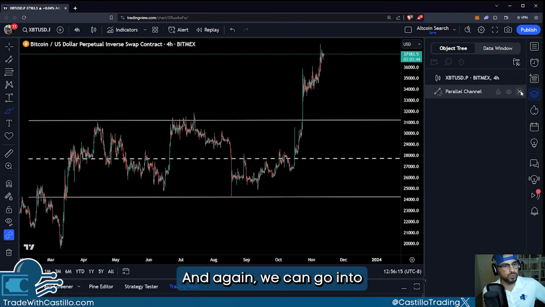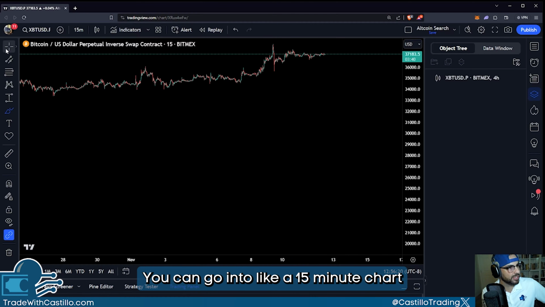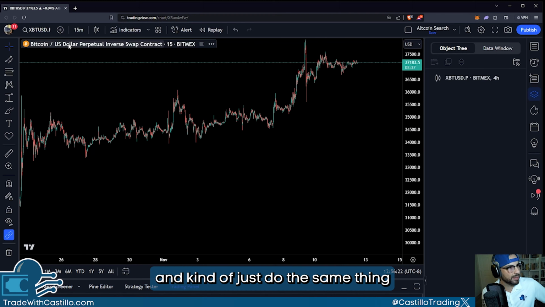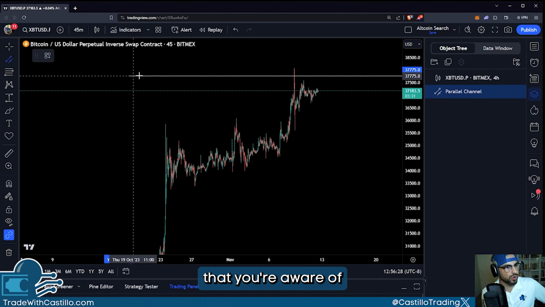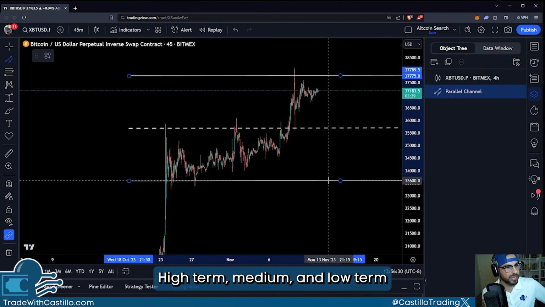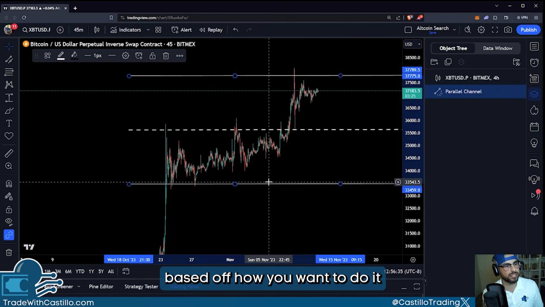And so again, just very basic setups for that. And we can go into lower term time frames as well. That's like a high term time frame. You can go into a 15-minute chart and do the same thing. You're going to have to take it with a grain of salt, right? Because you want to make sure that you're aware of all time frames, high term, medium, and low term. That way you can establish trades based off how you want to do it.